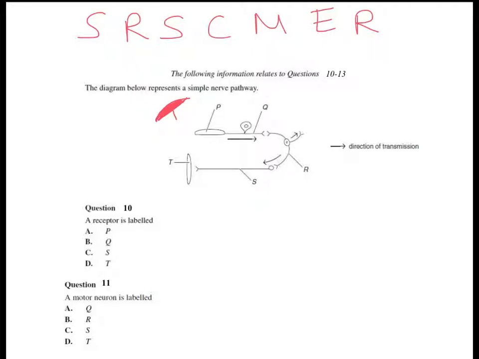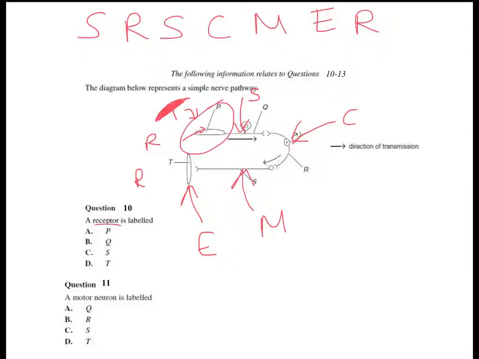The thing that detects the change here is our receptor. Okay, so that's our receptor, which means that this must be the sensory neuron going to the central nervous system, going to the motor neuron, and then this is the effector, and so the response would be to pull the arm away. Okay, so the receptor in this case is here, so that is labelled P.